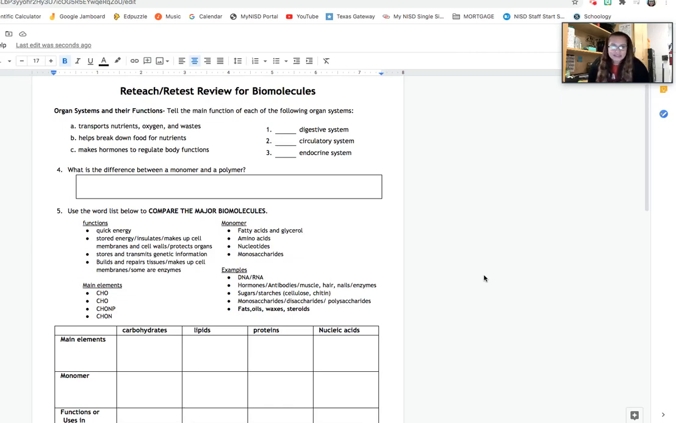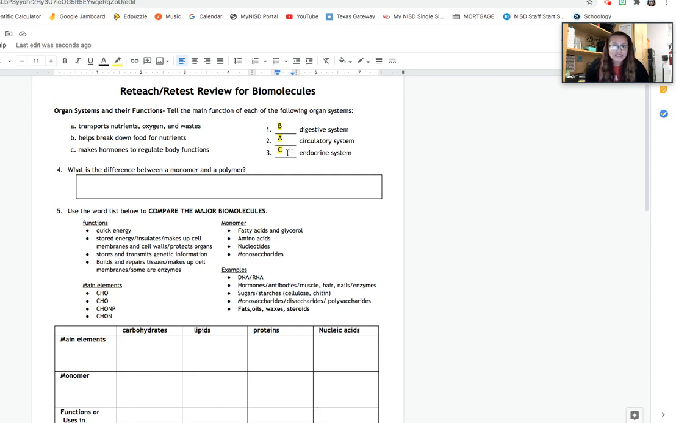Hello. Today we're going over the Reteach retest review for biomolecules. We're going to start with organ systems and their functions. The function of the digestive system is B, to help break down food for nutrients. The circulatory system is A, it transports nutrients, oxygen, and waste. And the endocrine system is C, it makes hormones to regulate body functions.